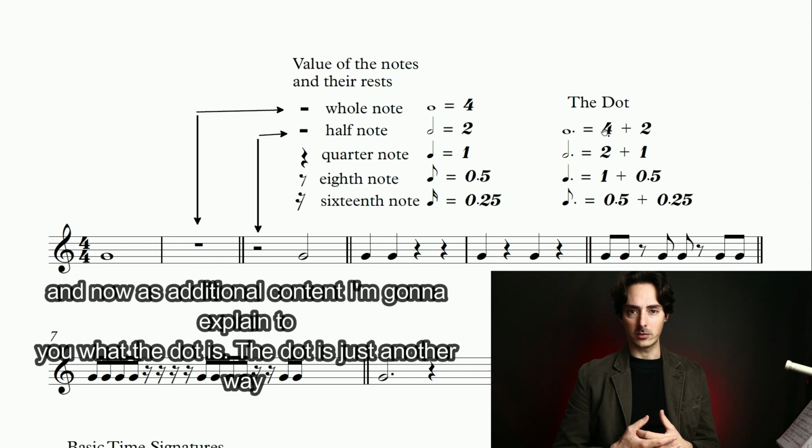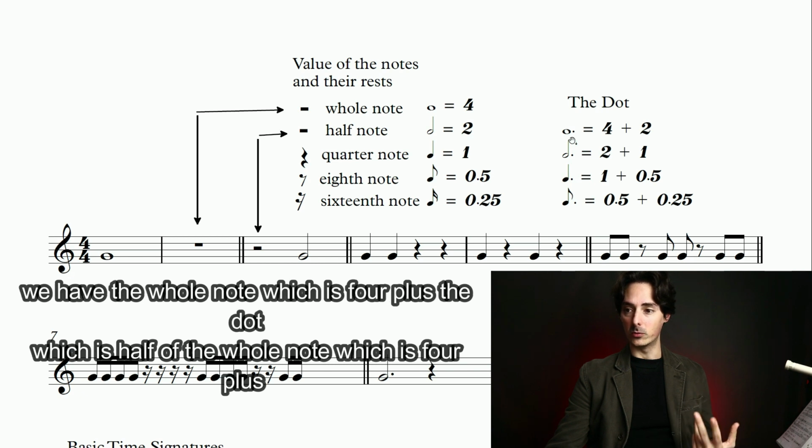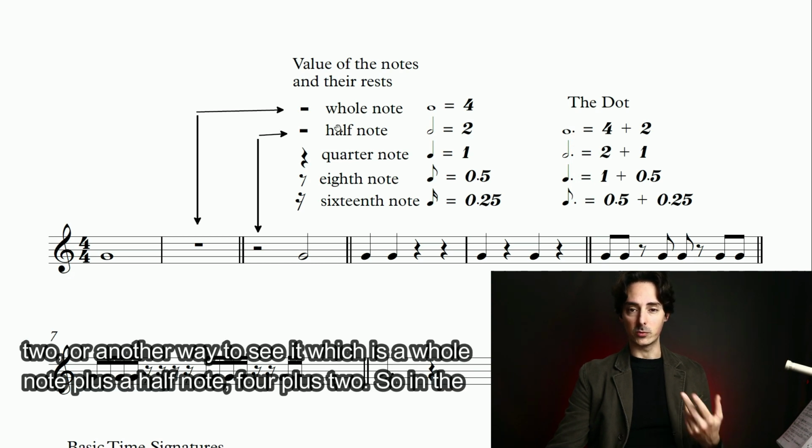And now, as additional content, I'm gonna explain to you what the dot is. The dot is just another way to add value to the note, and to be exact, we are adding half of the note. So for example, here we have the whole note, which is 4, plus the dot, which is half of the whole note, which is 2. Another way to see it is a whole note plus a half note, 4 plus 2.